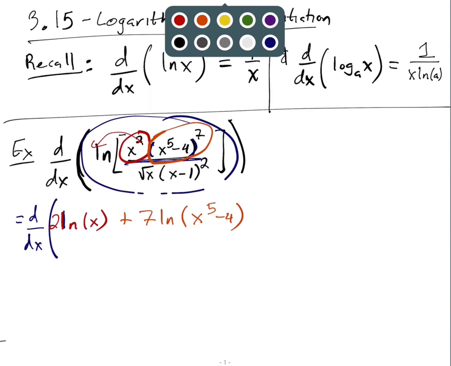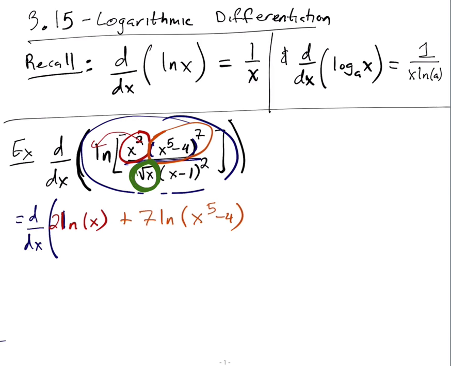Okay, now the next one, this one down here, is that going to be plus or minus? Minus, because it's on the denominator, right? So minus, how many ln of x's is that? One half, right? Because the square root of x is, the exponent is 1/2. Okay, and then the last one, this one right here, is that going to be a plus or a minus? Minus. Okay, actually it's a minus. Why is it a minus?